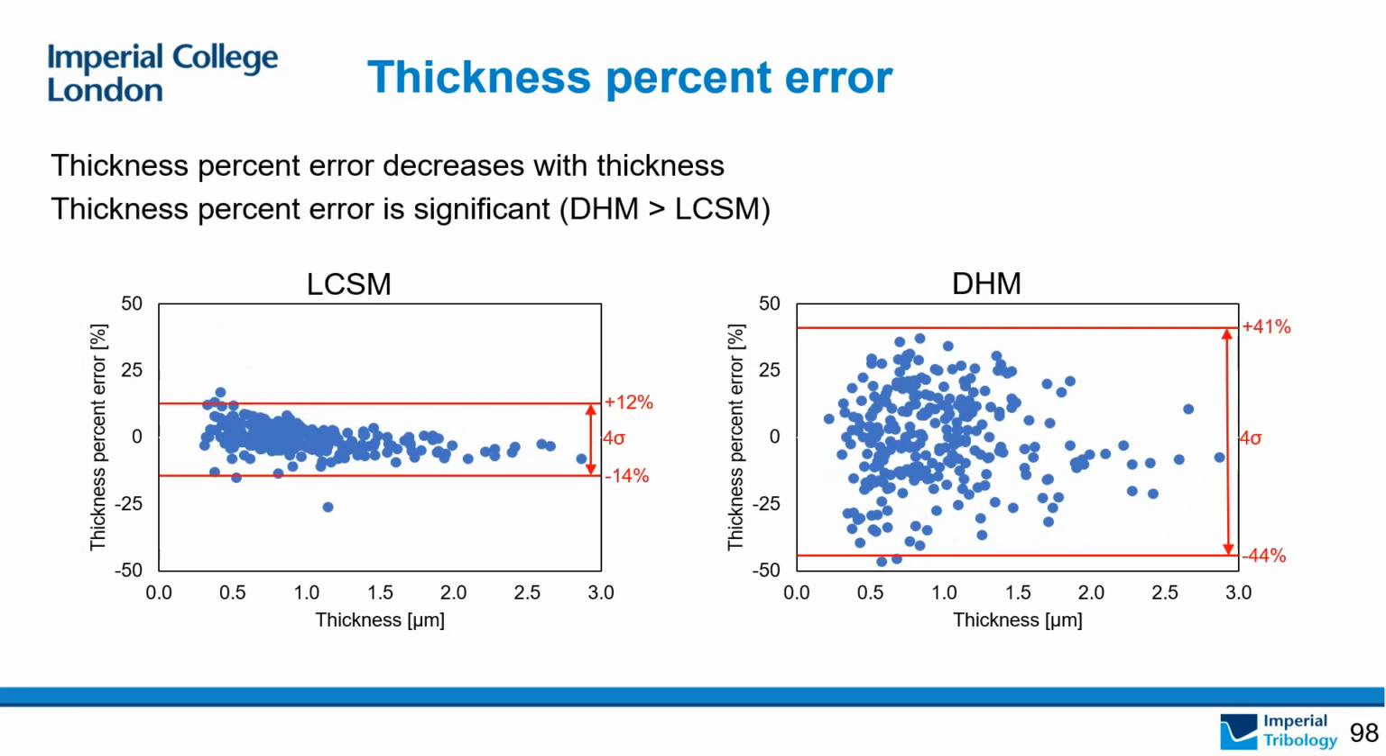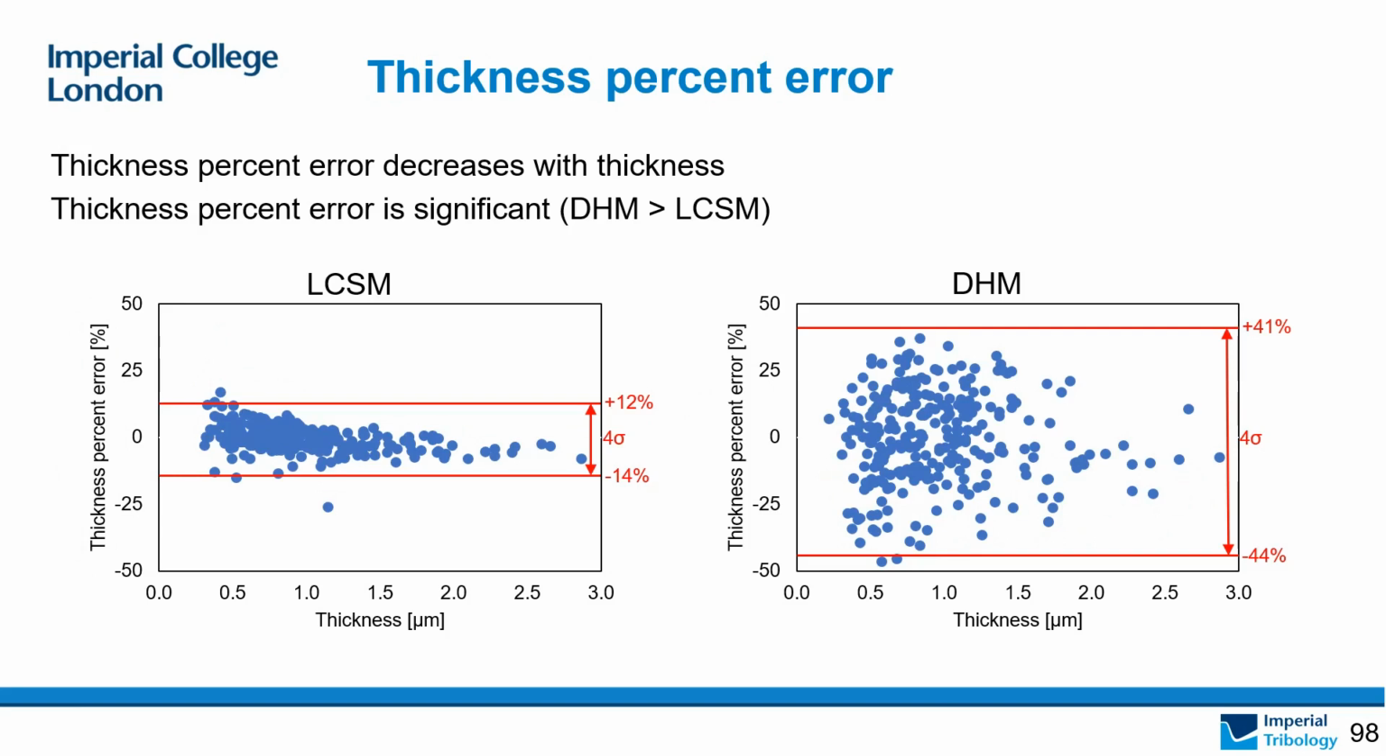Here I added two lines in each graph to show the range of thickness error for the film population. I'm using 4 sigma here, which means 95% of the population will lie within this range statistically. And as we can see, thickness error for confocal is around plus minus 10%, while DHM is much larger, which is about plus minus 40%. This means that the change in refractive index is actually significant and can lead to big thickness measurement errors.